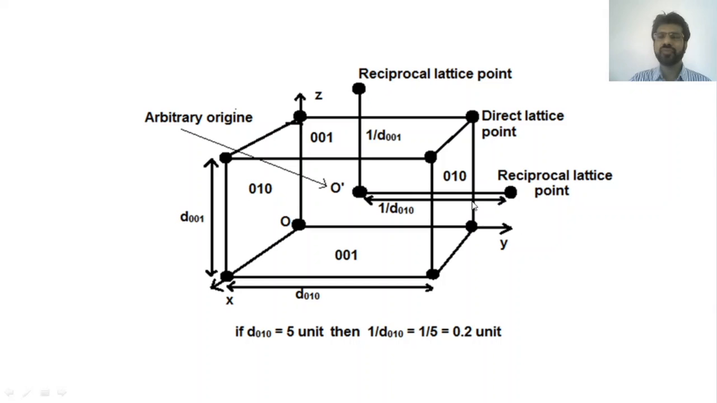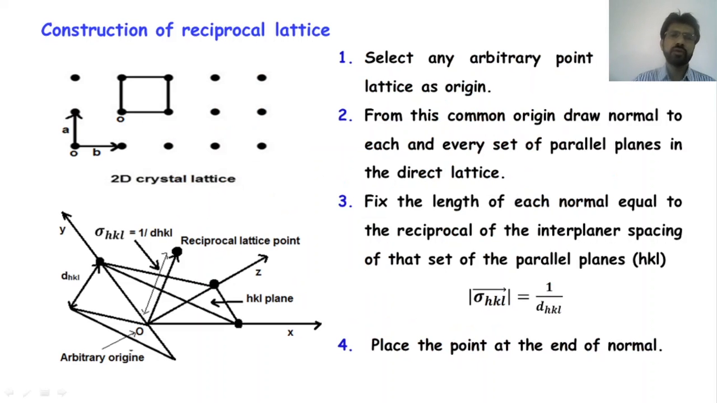Now in this way, the corners of this cube act as a direct lattice, but this point acts as a reciprocal lattice. So in this case, we can draw a number of reciprocal lattice points in any type of crystal, and that reciprocal lattice represents the set of parallel planes. Now then we are going to see about the construction of the reciprocal lattice.